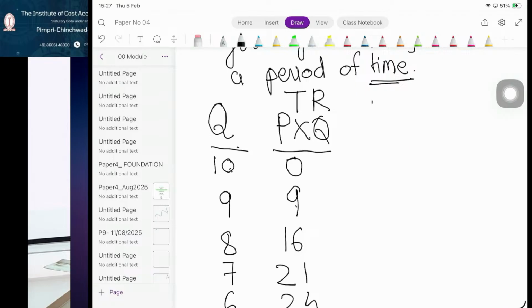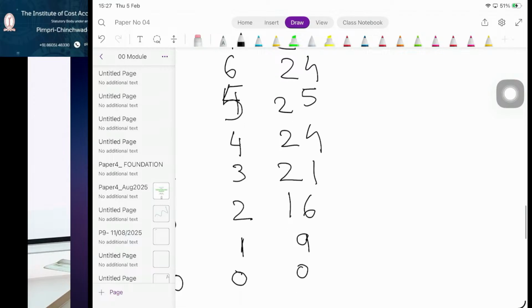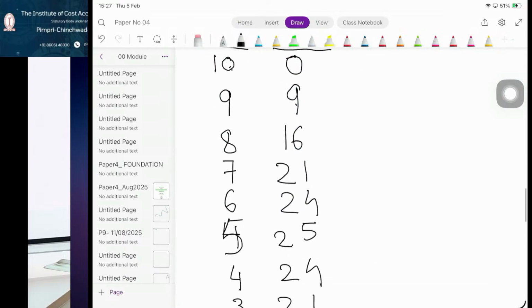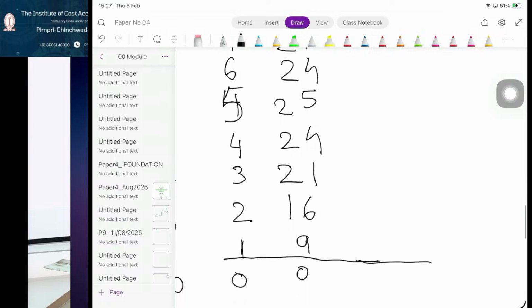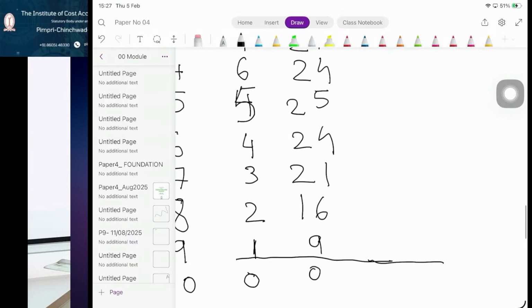Now just remember, we will have to do a little bit of a calculation here. Now just check here, I'm starting here. If you want to sell, your quantity was 1, from 1 to 2. What would be the revenue? 16 minus 9. So that is 7.